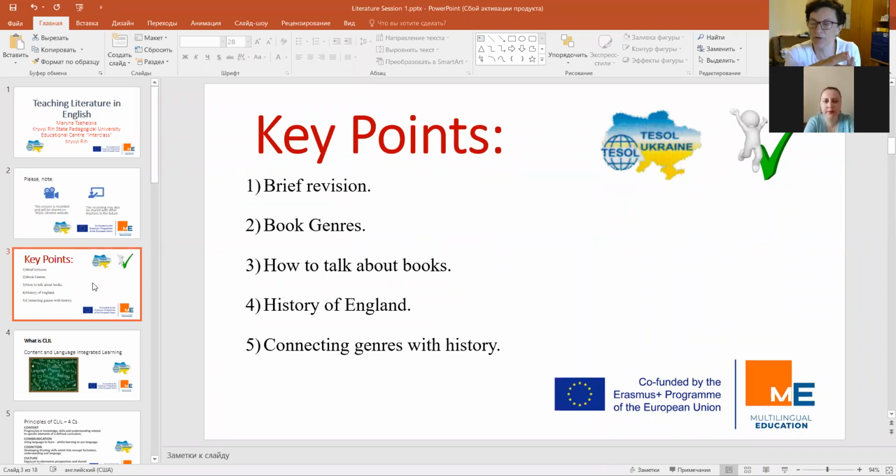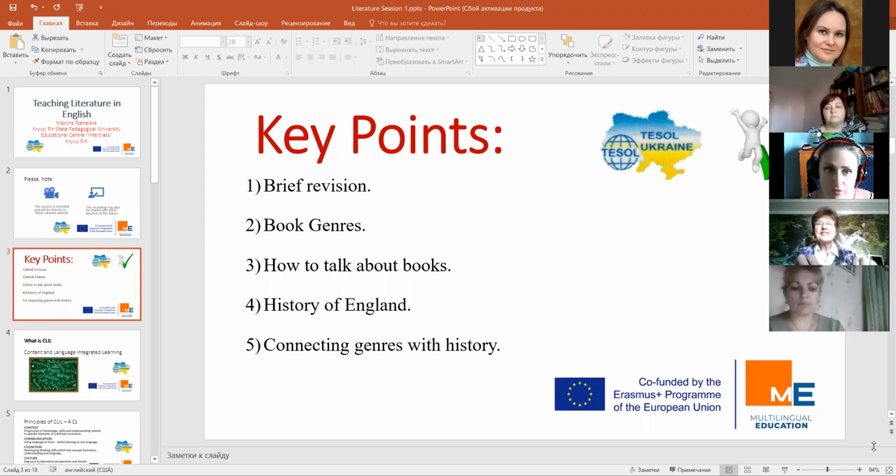We'll go through the book genres that some of you have looked through. Then we'll understand how to talk about books, how to look at the books when we talk about them. Then we'll briefly go through the history of England, and we'll try to connect genres with English history. And next time when I meet you, I hope that you will tell me more about book genres, like different books that you would like to talk about.